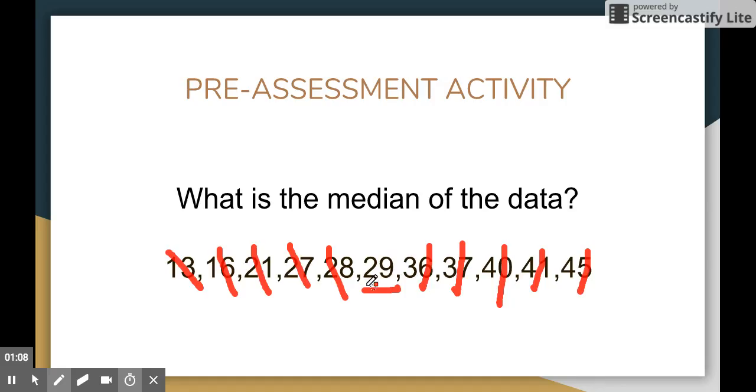If you were left with two numbers in the middle, you would calculate the median of both of those numbers. So you would do 28 plus 29 divided by 2, and you would get 28.5. So that is how you find the median of the data set.